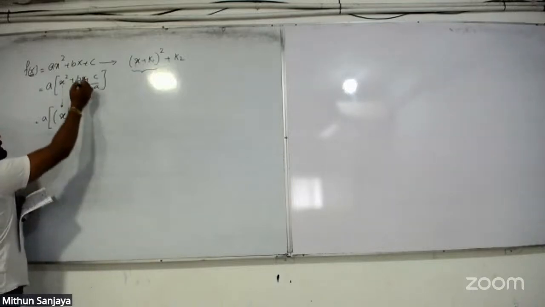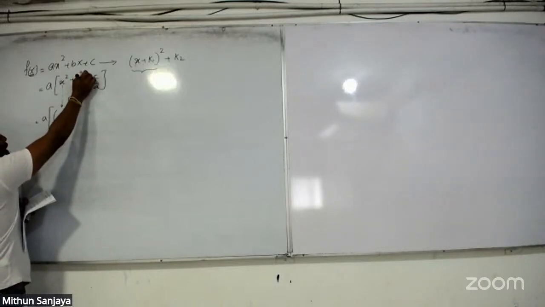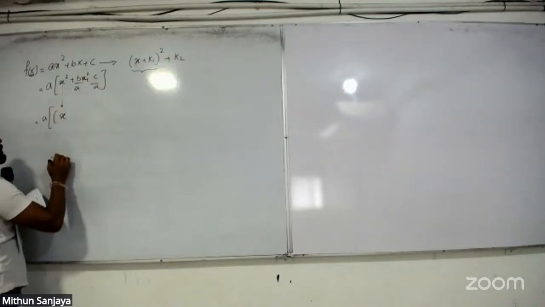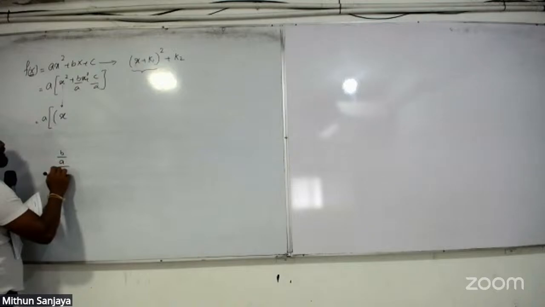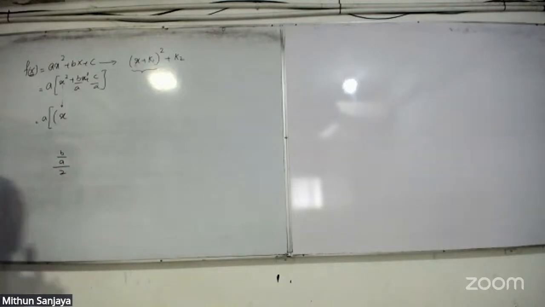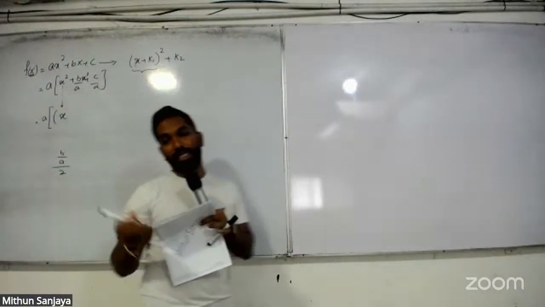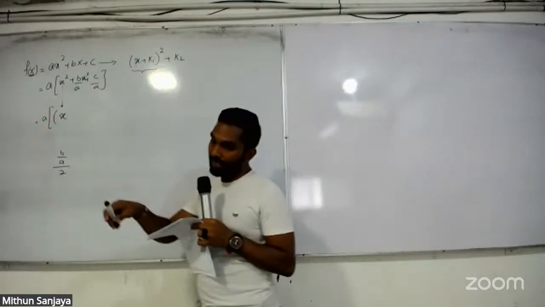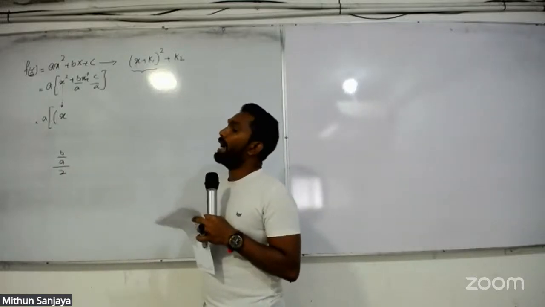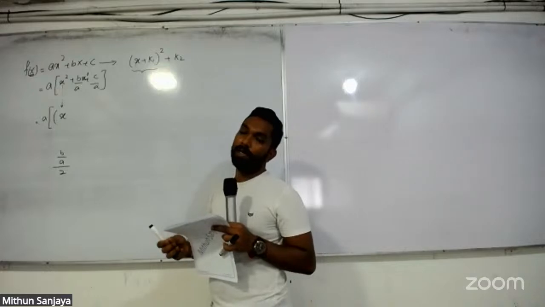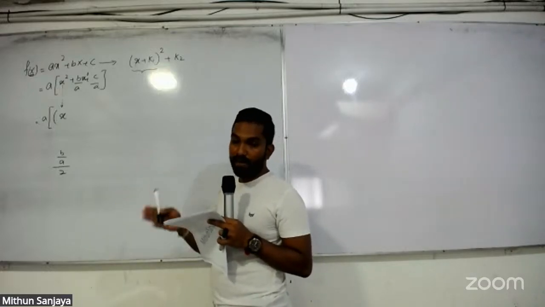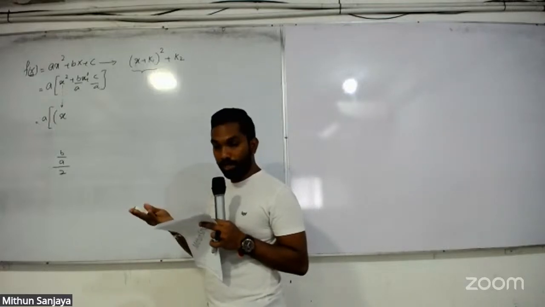The first power means the x term. Its first power coefficient is b/a, divided by 2. First we make the coefficient of x² equal to 1. Then we put the bracket, and inside it we write the variable term and its first power coefficient divided by 2, with the addition.